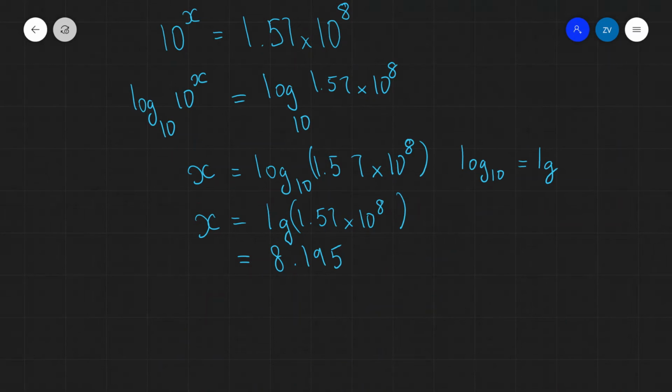In practice, this means that if we raise 10 to the power of x, let's say 8.195, and we can put that into a calculator if we wanted to, we would get approximately, up to a few significant figures, 1.57 times 10 to the 8.